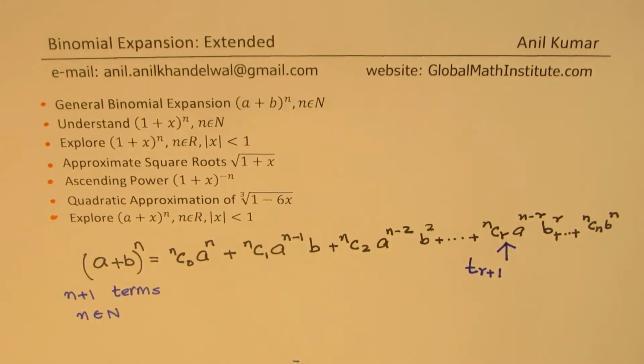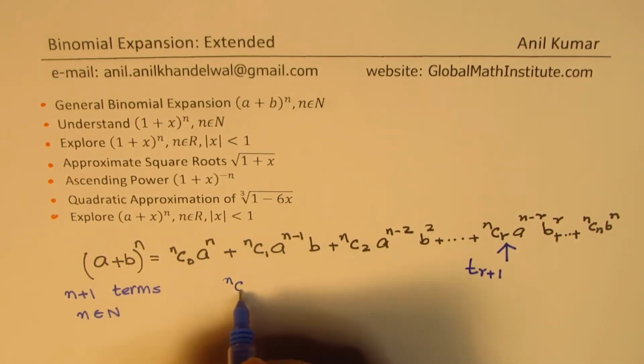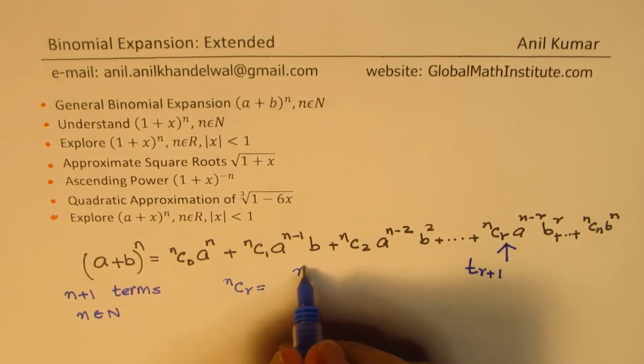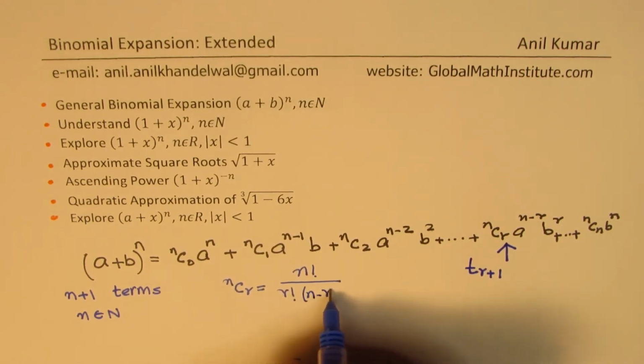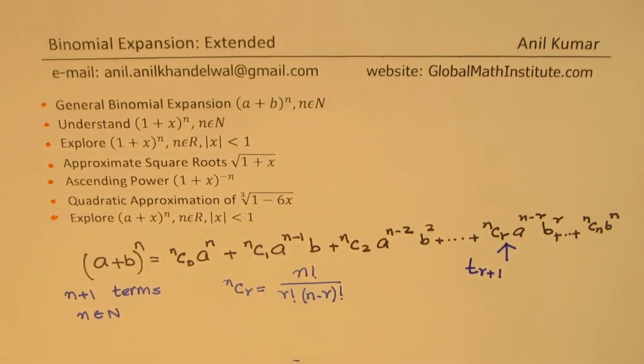Now that is very important to understand, right? Also let me give you the formula for nCr so that you understand what nCr means in this particular expansion. We have nCr in general as n factorial divided by r factorial times (n - r) factorial. That is what nCr is, right? So these are called the coefficients of our series.